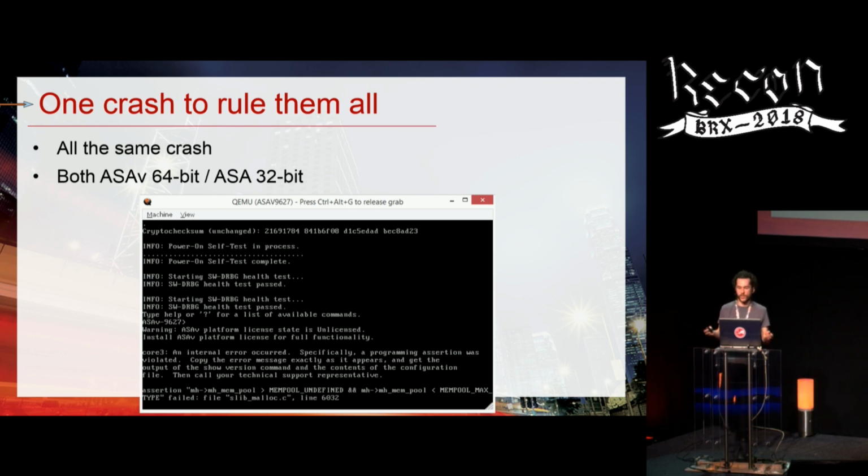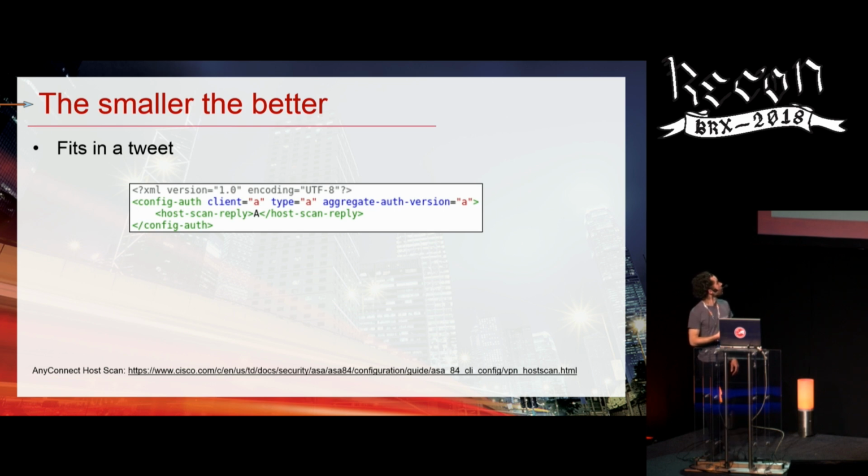So I just take the smallest, and I minimized it by removing some tags and checking if it still crashes, and I get this. So this is the test case, and the config auth is, well, it doesn't matter. I just need them so it's parsed. But what matters is that host scan reply needs to be present. If I remove it, it doesn't crash. So I'm like, okay, that's interesting. Now I have something to work on.